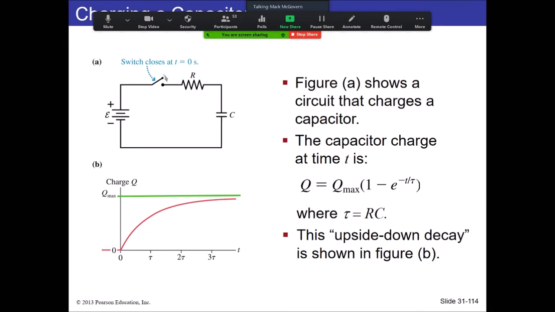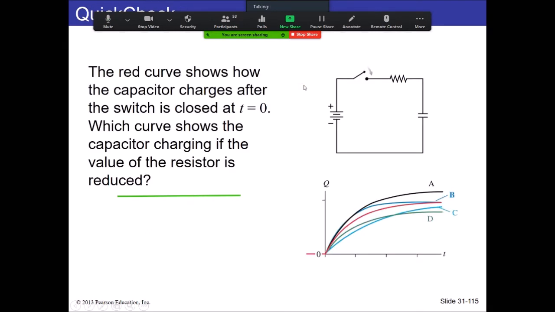Okay. Question for you here. We have a battery hooked up in our RC circuit, so we're going to charge our capacitor in this way. The red curve that you see here is how the upside down decay is going to happen. But if we were to change the resistor, say, by lowering the value of the resistor, how do you think this is going to change?